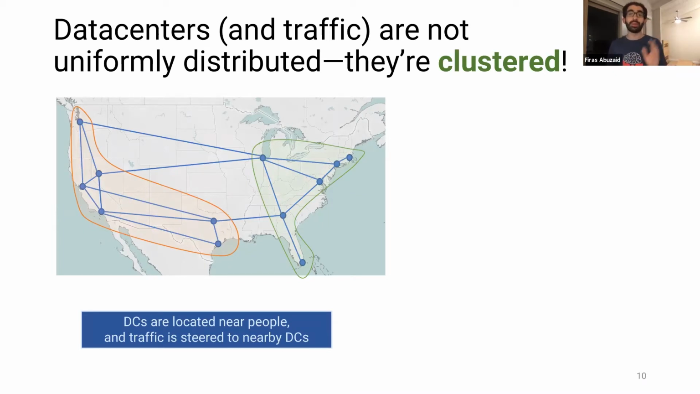Let me show you an example of what this clustering translates to in reality. Suppose we take this WAN of the continental US and we partition it into these two clusters, orange for the West Coast and green for the East Coast.